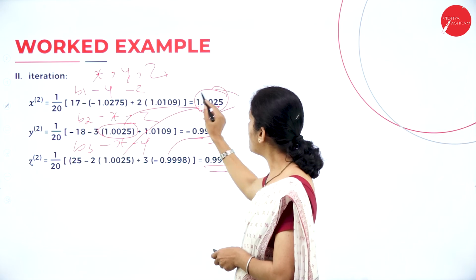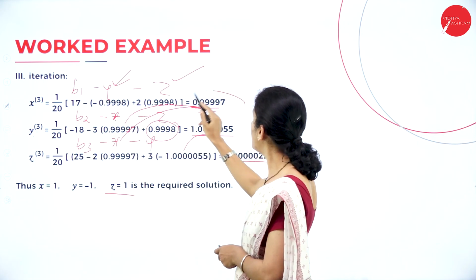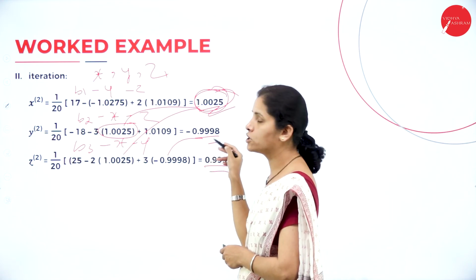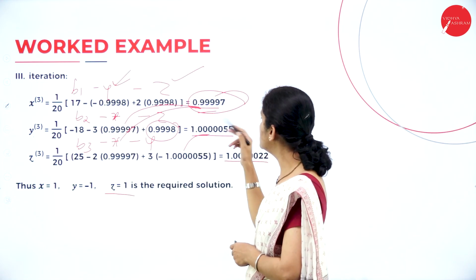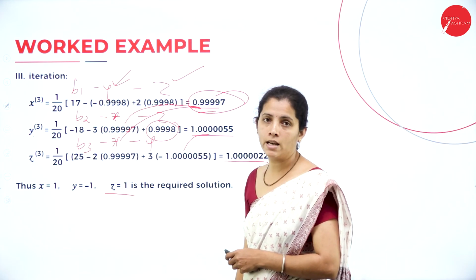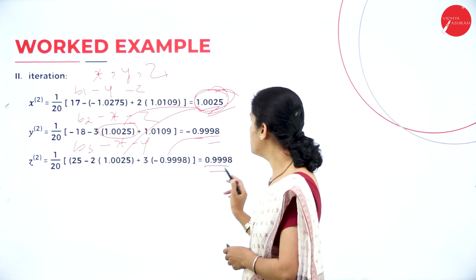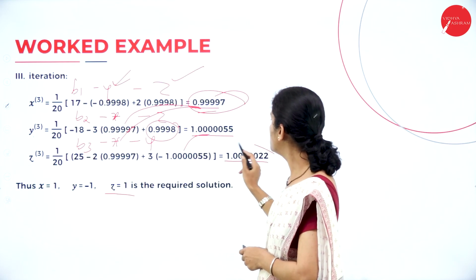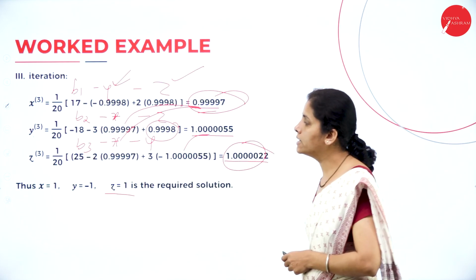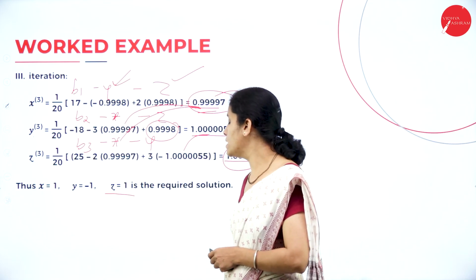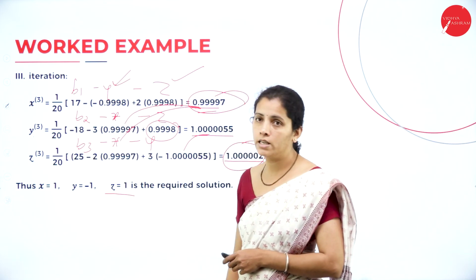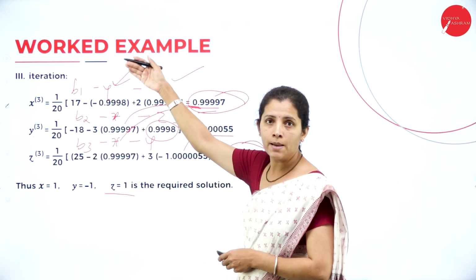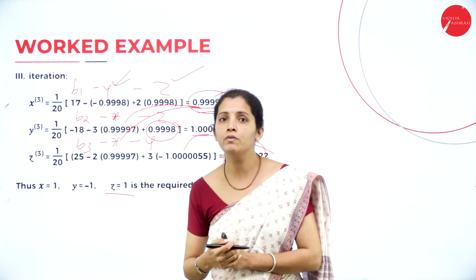Because see here, I have 1, and here also I have approximately 1. If I consider the previous one, it is approximately minus 1, and here it is once again minus 1. If I consider the previous z value, it is approximately 1 and here it is 1. So I can write the conclusion that x equal to 1, y equal to minus 1 and z equal to 1.